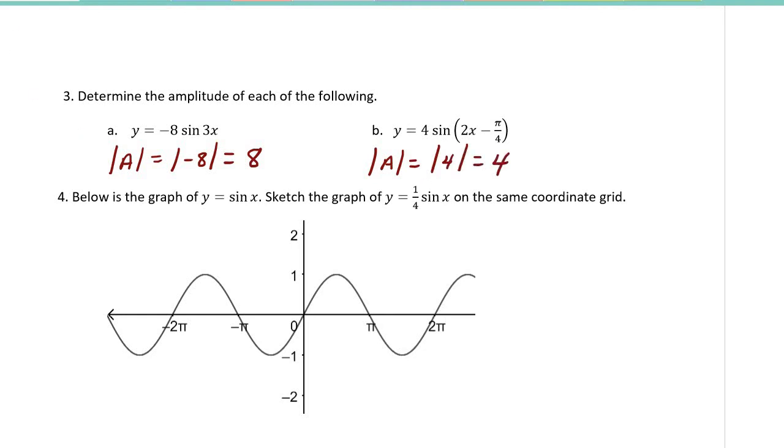Problem 4, below is the graph of y equals sine x. Sketch the graph of y equals 1/4 sine x. What's going to happen with this graph is that my x-intercepts are going to stay the same. The maximum and minimum are only going to be 1/4 of my original function. And there you can see the graph of y equals 1/4 sine x.